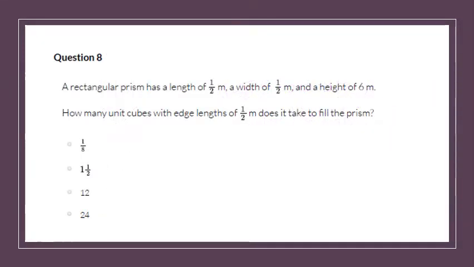So a rectangular prism has a length of 1/2 meter, a width of 1/2 meter, and a height of 6 meters. How many unit cubes with edge lengths of 1/2 meter does it take to fill the prism? So the length, it's only going to take 1. The width, it's only going to take 1. And the height, it will take 12. 6 divided by 1/2 is 12. So I'm just going to multiply 1 times 1 times 12, and I get that it would take 12 unit cubes with edge lengths of 1/2 meter.